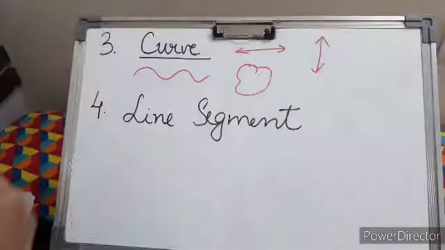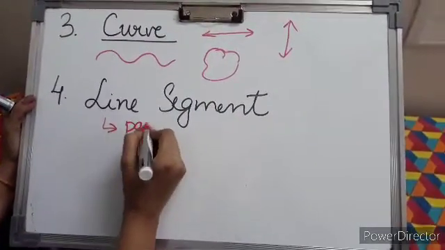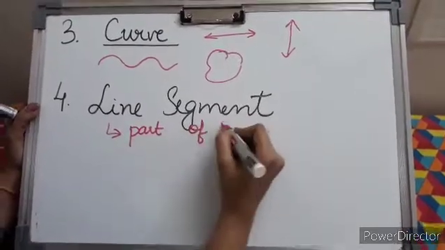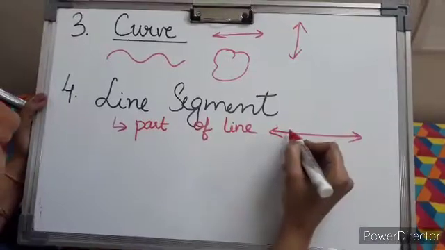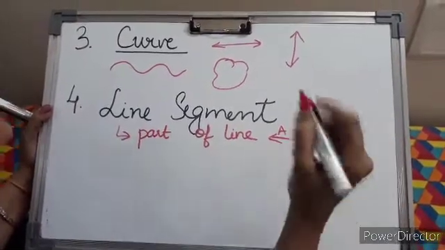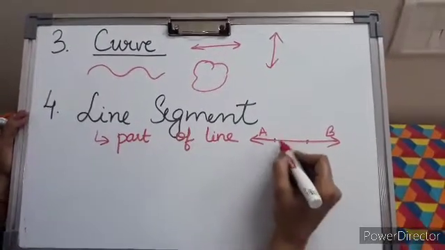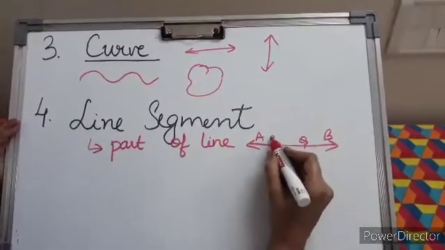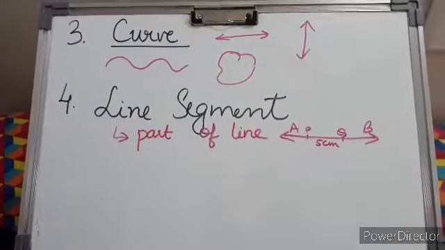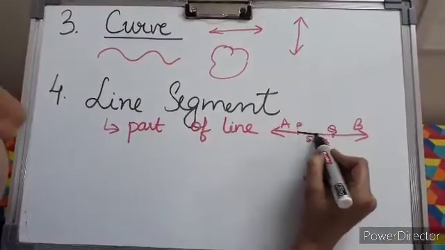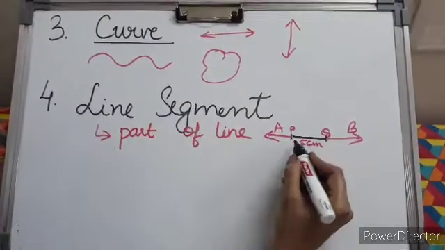Line segment. Now what is a line segment? A line segment is a part of a line itself. Part of a line. Suppose this is a line AB. Now if I represent here 5 centimeter of the line, suppose it is named PQ, this is 5 centimeter. So here, this is the line segment. PQ is a line segment. Why? Because we can measure it.